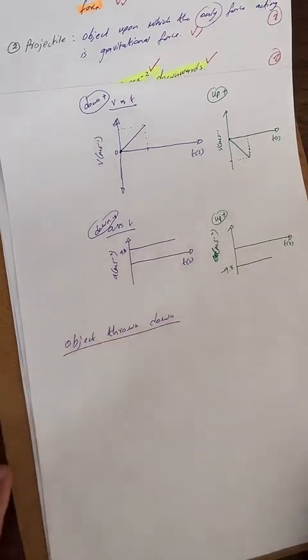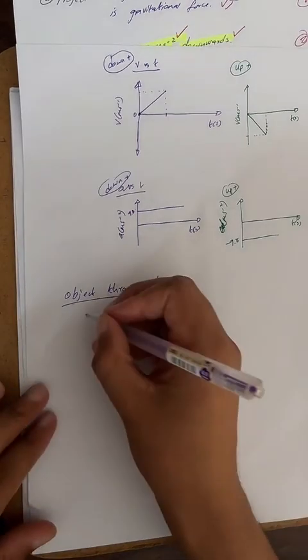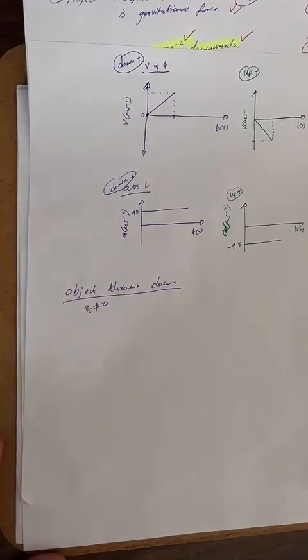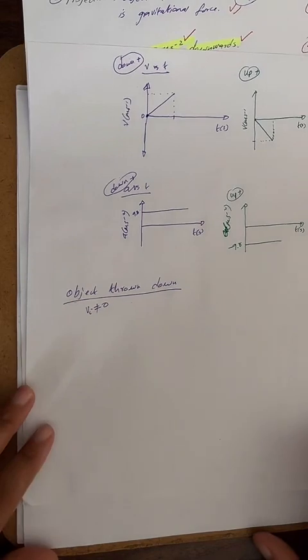It is thrown downwards. The object is thrown downwards. So we expect the initial velocity is not zero because it is thrown downwards, and the final velocity is not zero. The velocity is only zero when an object is dropped, or when we study the other part later on.